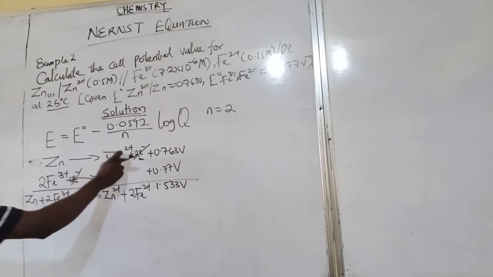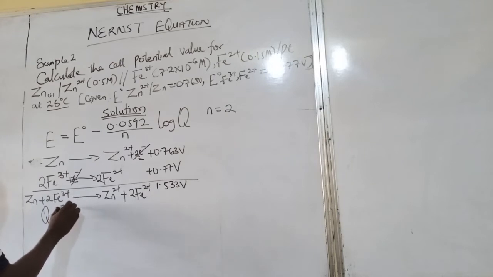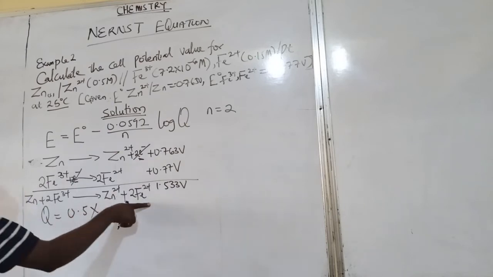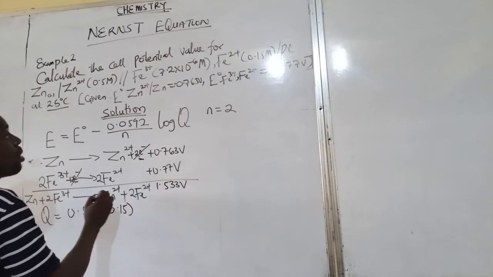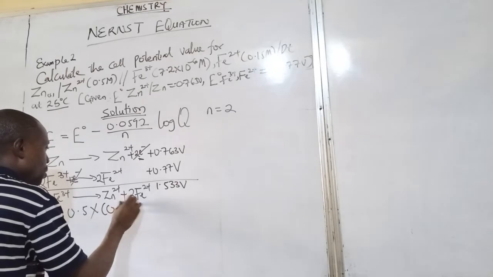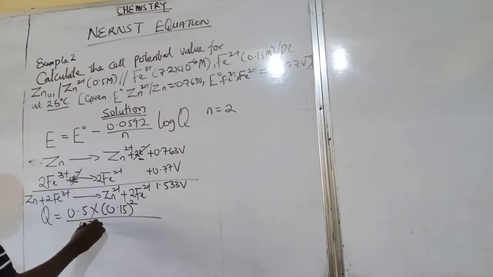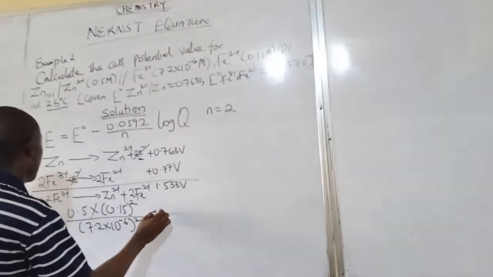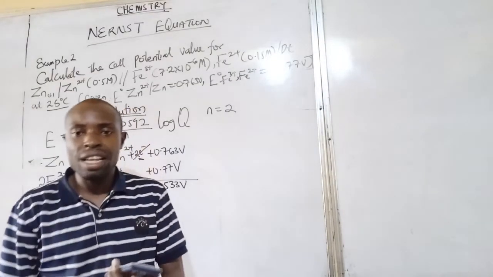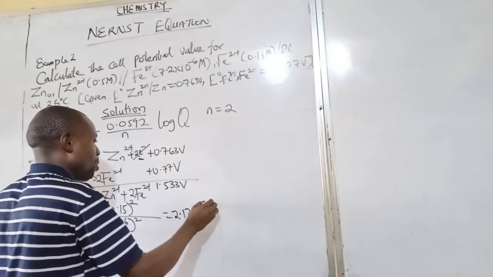Now to get your Q, you are aware that your reaction quotient is equal to your product over your reactant. For your zinc ion here, it is 0.5, multiplied by your iron 2 ion here, bracket 0.15, all squared, over the iron 3 ion here, which was bracket 7.2 times 10 raised to power minus 6, the same, all squared. When you multiply, you should be having 2.17 times 10 raised to power 8.